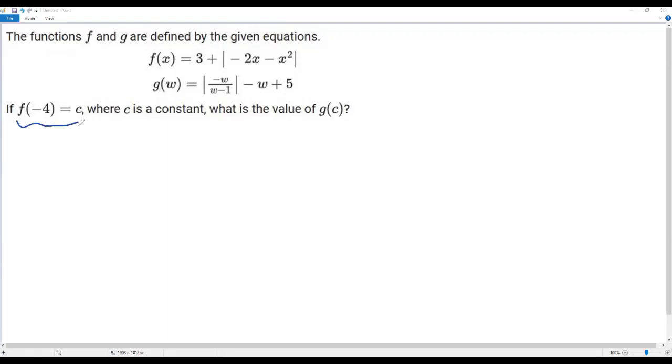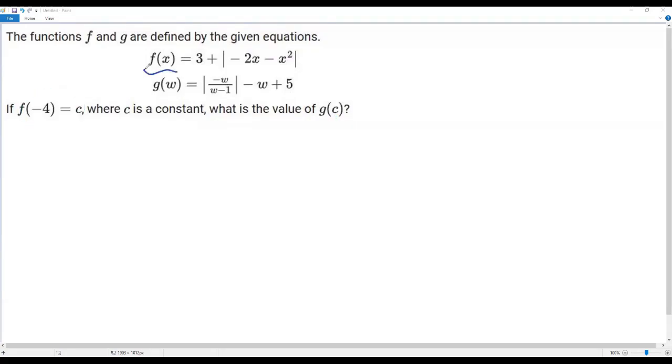If f of negative 4 equals c, where c is a constant, what is the value of g of c? Okay, if I want to get the value of g of c, what I need to do is plug in c for w and evaluate. So before that, I must know the value of c. For that, we have the information that f of negative 4 equals c.